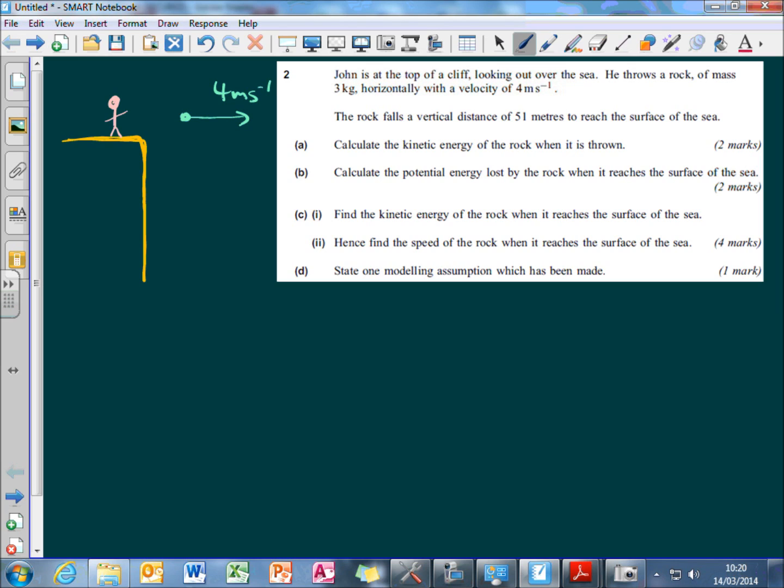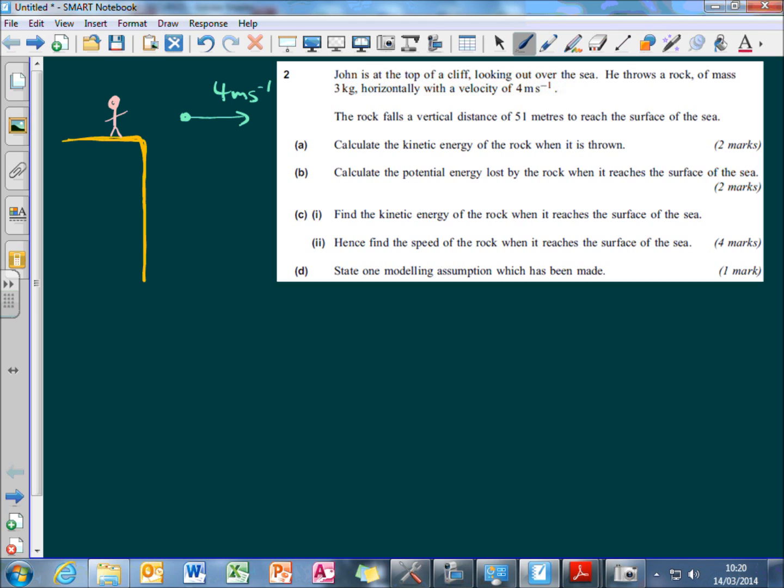Quite a heavy rock, 3 kilograms. 3 kilograms is, but if it was smaller than that, it would be a stone, right? I think if it's bigger than a cat, it becomes a rock. How big does a cat have to be? Like an average cat.